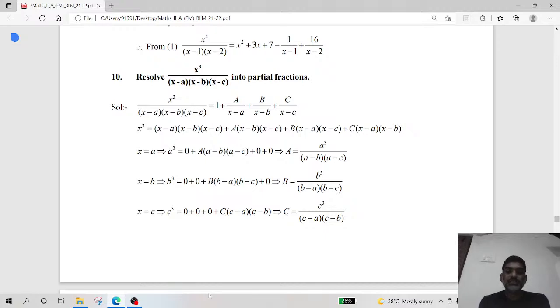If you place x is equal to a, you can get capital A value. If you place x is equal to small b, then you can get capital B value. And if you place x is equal to c, then you can get capital C value. That's what they have done here. x is equal to a, x is equal to b, x is equal to c, so capital A, capital B, capital C. To get capital A, x is equal to small a, we have to substitute. To get capital B, x is equal to small b, we have to substitute. To get capital C, x is equal to small c, we have to substitute.